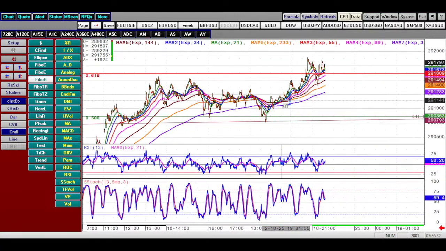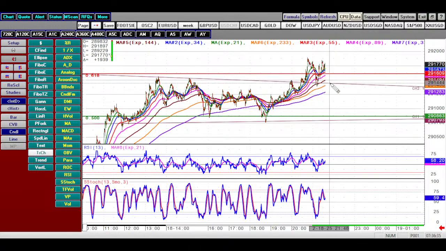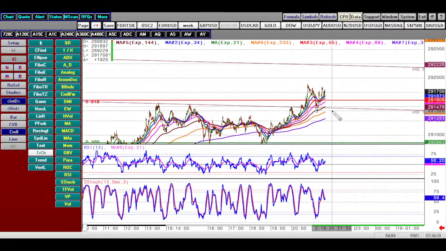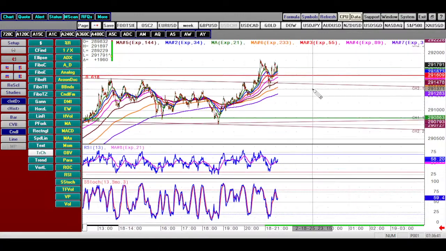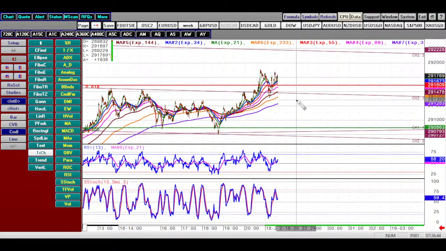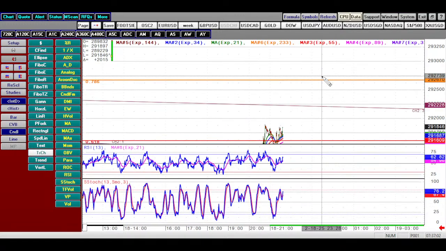Now we are looking at a 1 minute chart. Let's see what we can do. We try to sell at 2920 half or 21, and put a stop at 2927. Just now we saw about 27, so from 20 half to 27 is about $6, $6.5 risk.